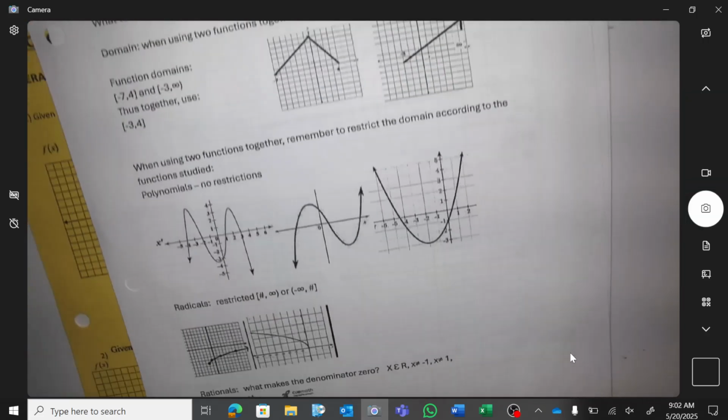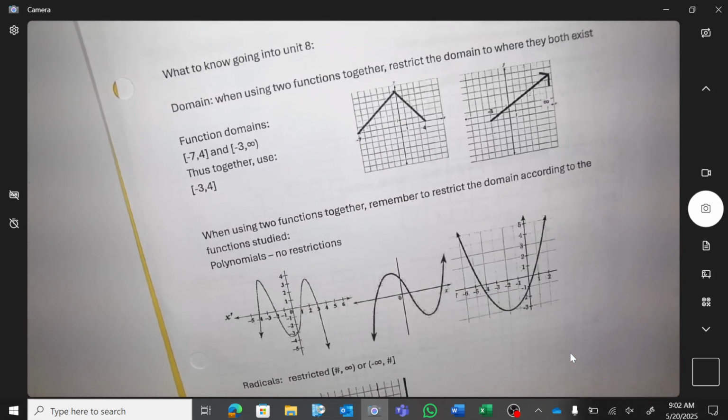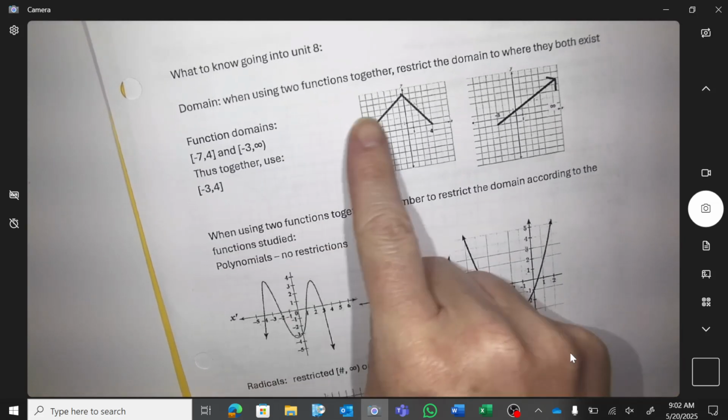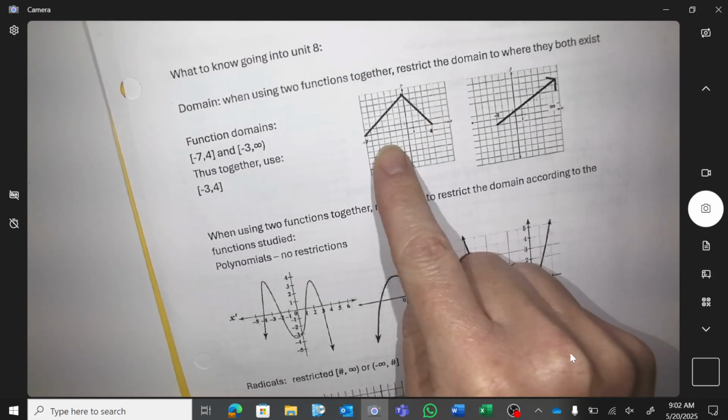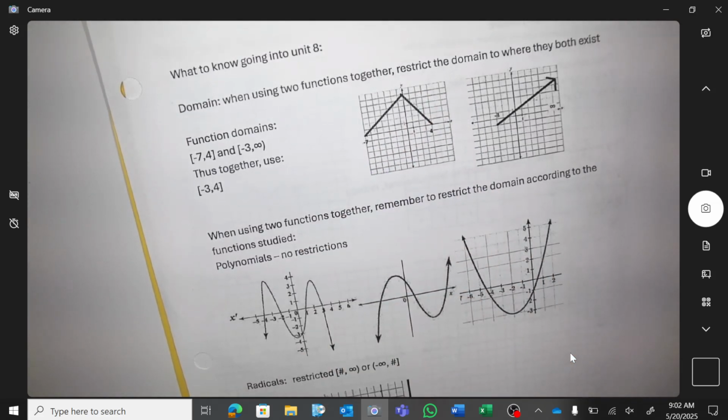Okay, so when we talk about this unit, we've already done this talk that when you're putting together two functions, your domain can only be where they both exist. Okay, so where they both exist. So let's talk about restricting domains.